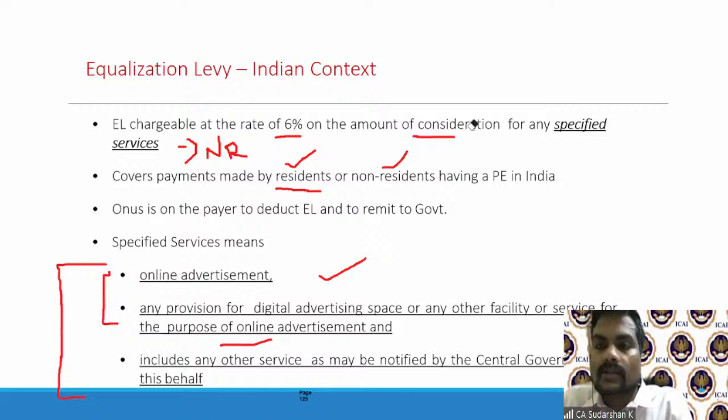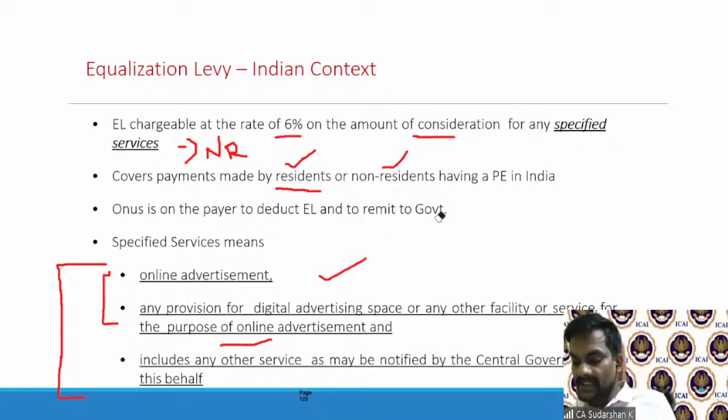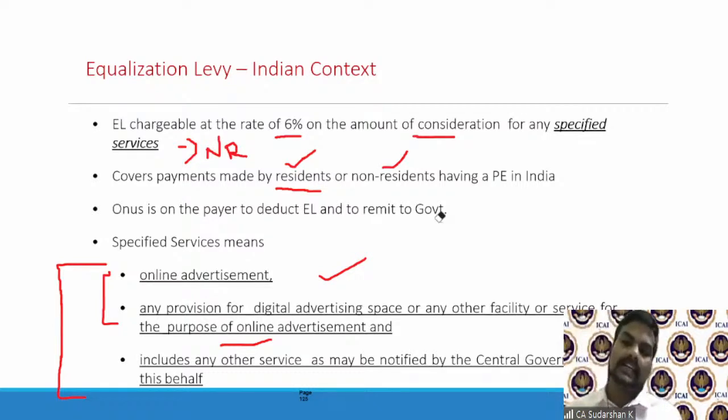So let's take a situation. The Right Florist India makes a payment of INR 20 lakhs to Google USA. Then in such a scenario, Google USA is a non-resident and it is getting payment of 20 lakhs from Right Florist India, which is a resident.